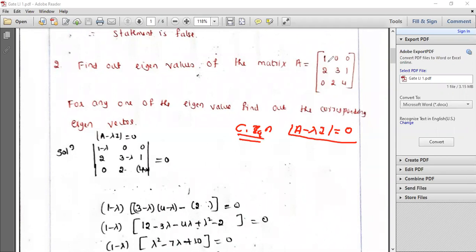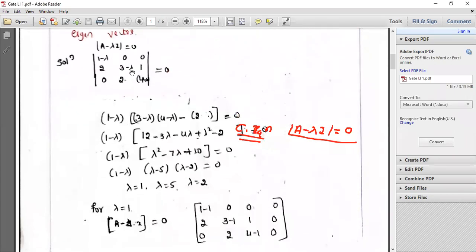So if I take this determinant of A minus lambda I is equal to 0, then I will be getting this determinant. You can see this, the principal diagonal elements I'll be subtracting from lambda. Okay, so this is what our determinant looks like, which is equal to 0. Now simplify this further. This will be equal to 1 minus lambda into 3 minus lambda into 4 minus lambda minus 2. Okay, this is equal to 0 because 0 into anything will be 0, so only this term will be getting.